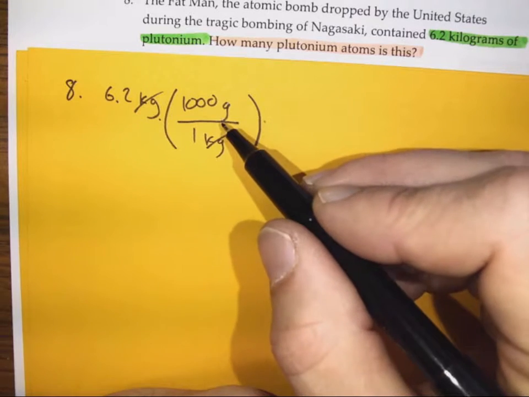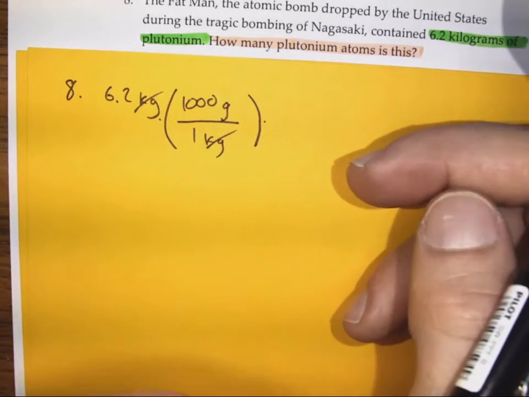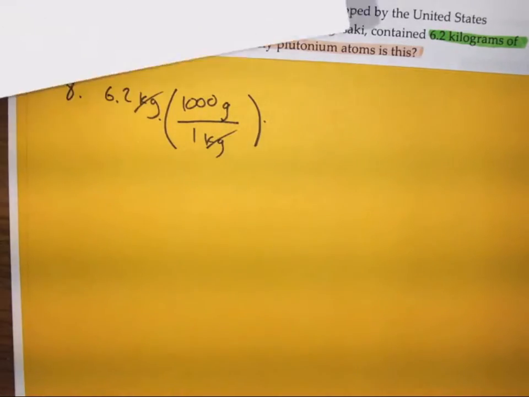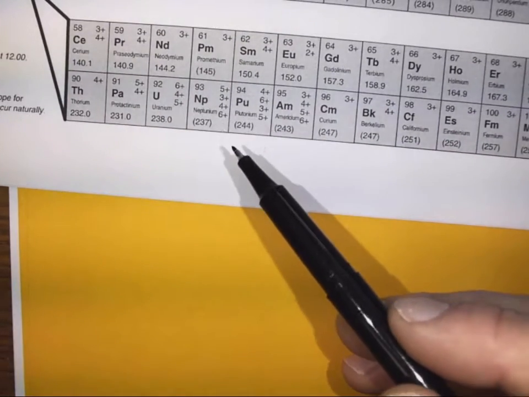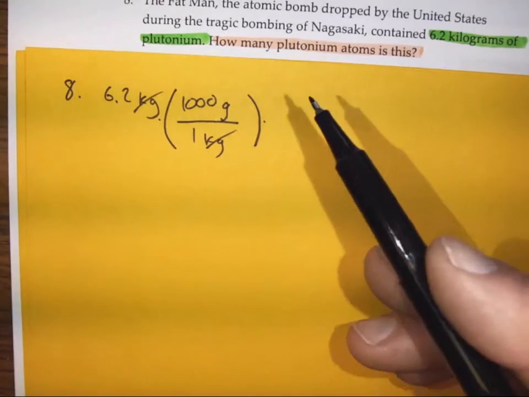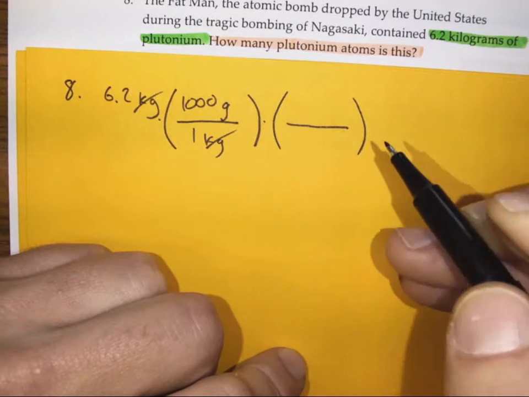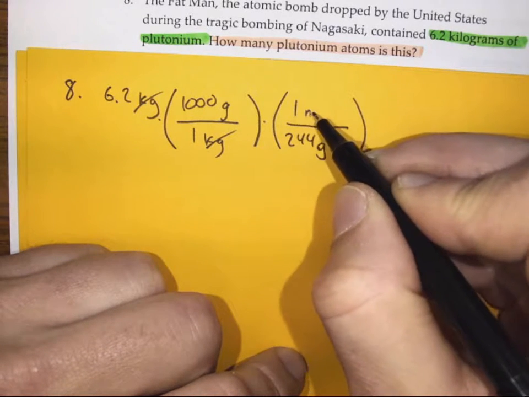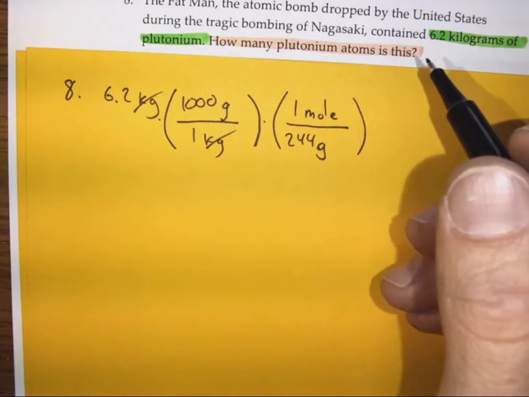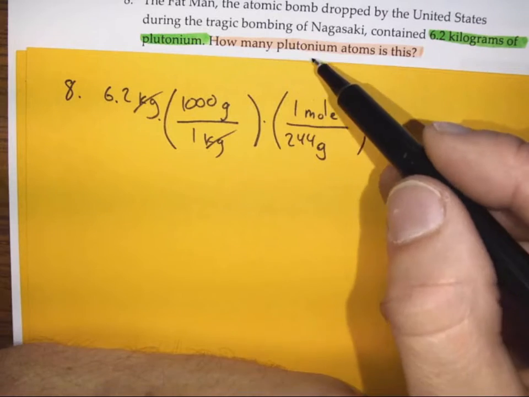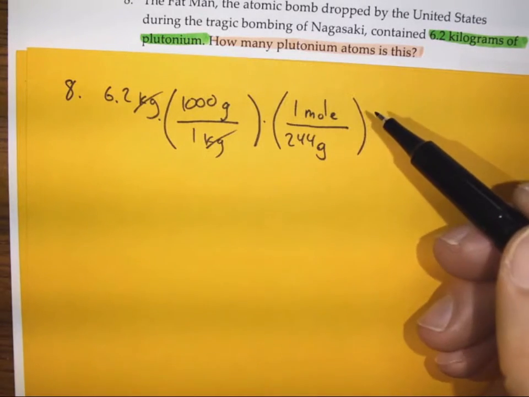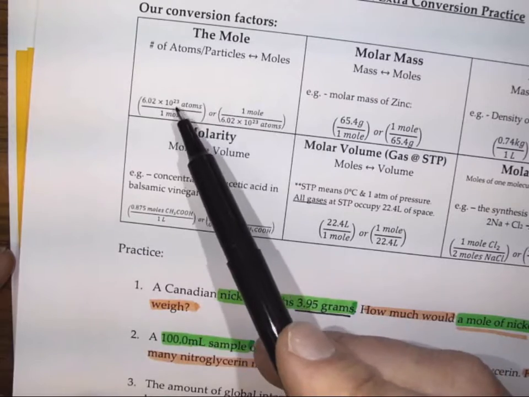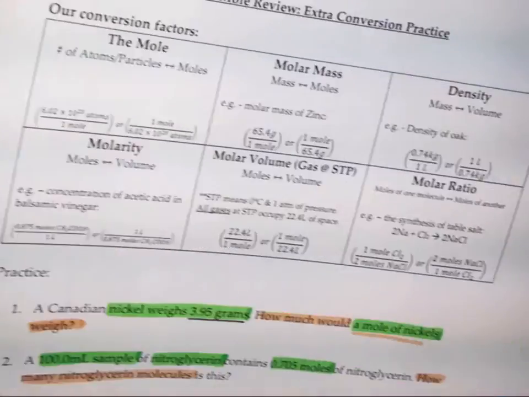All right, and next I can convert grams into moles. I look on my periodic table for plutonium, and I see that plutonium has a molar mass of 244 grams per mole. And so I can say that 244 grams of plutonium is equivalent to 1 mole of plutonium. That's not quite what we're after. We're after how many atoms that is. So I can convert moles into a number of atoms by using Avogadro's number, the mole itself.